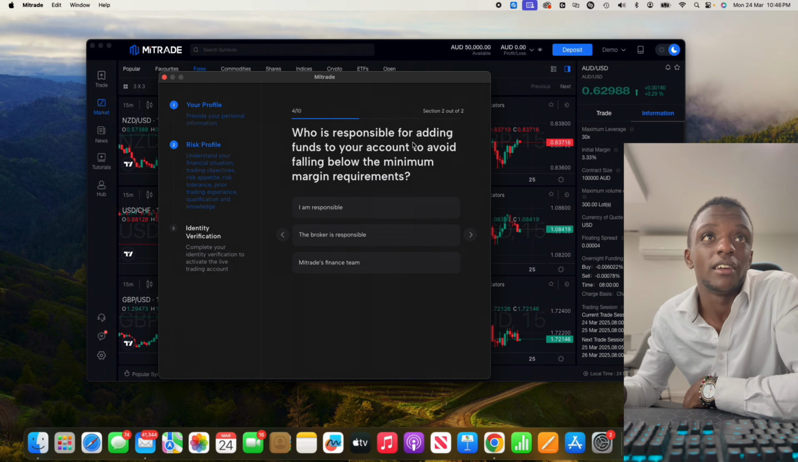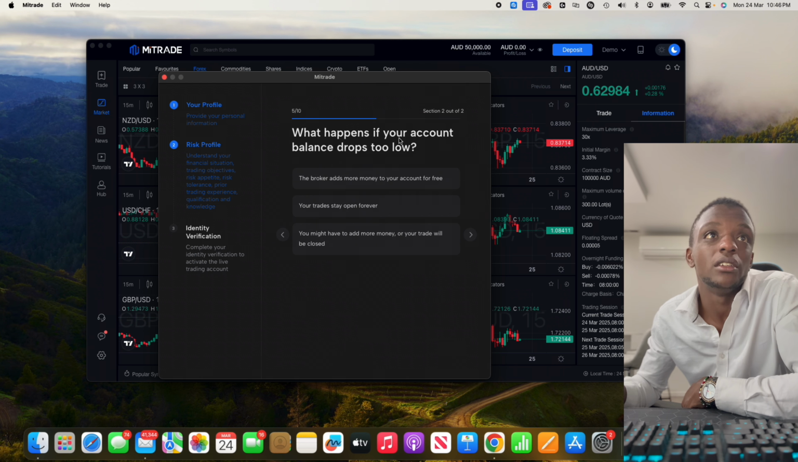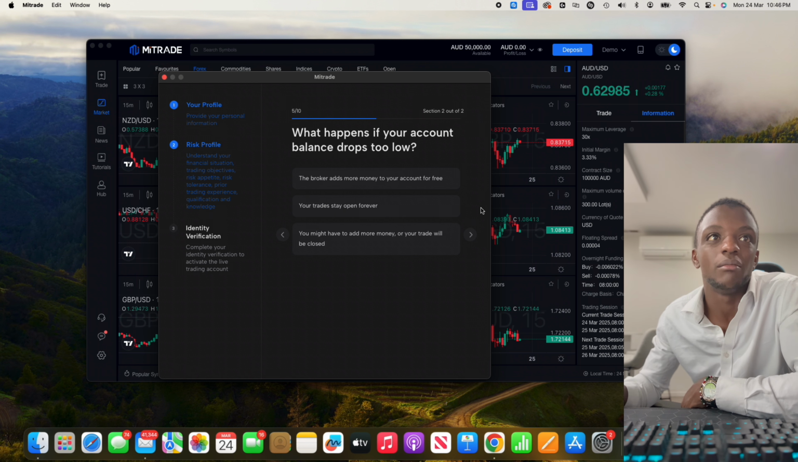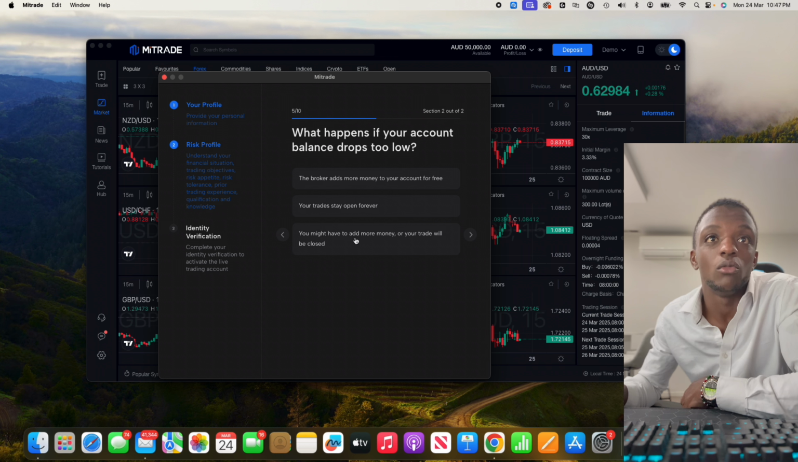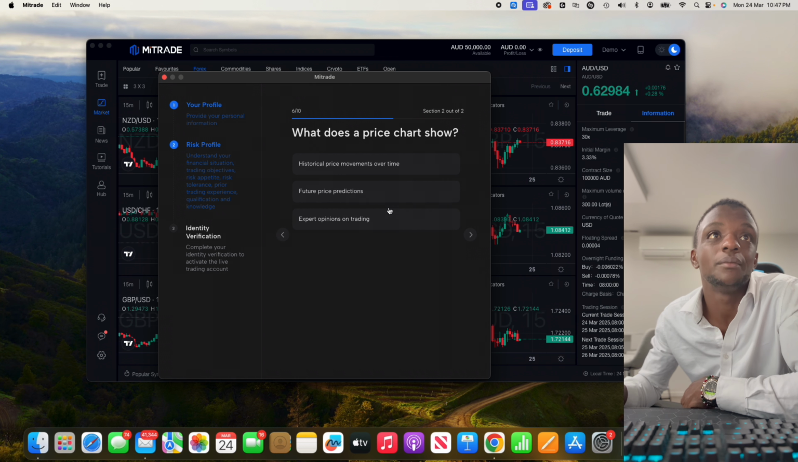Who is responsible for adding funds into your account to avoid falling below the minimum margin requirements? I'm responsible, obviously. What happens if your account balance drops too low? The broker adds more money? No, they never give you any money. Your trades stay open forever? No. If your balance drops too low, then you're losing money, to some point where you can get liquidated. Liquidated means you've lost all your money and they had to close your trade. You might have to add more money. So that's the one.